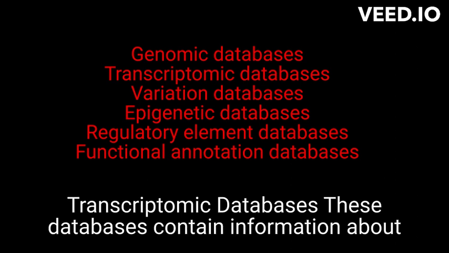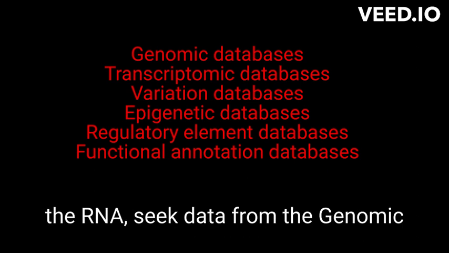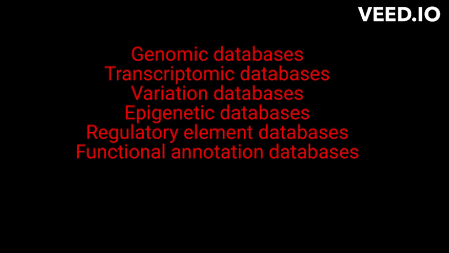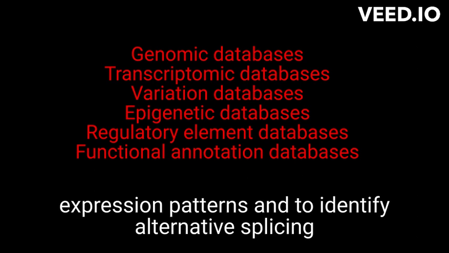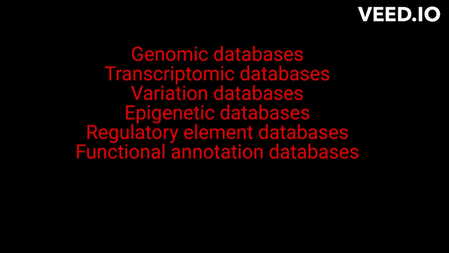Transcriptomic databases. These databases contain information about the mRNA sequences of organisms, such as the RNA-seq data from the Genomic Data Commons (GDC) and the Cancer Genome Atlas (TCGA). These databases are used to study gene expression patterns and to identify alternative splicing and post-transcriptional modifications of RNA.